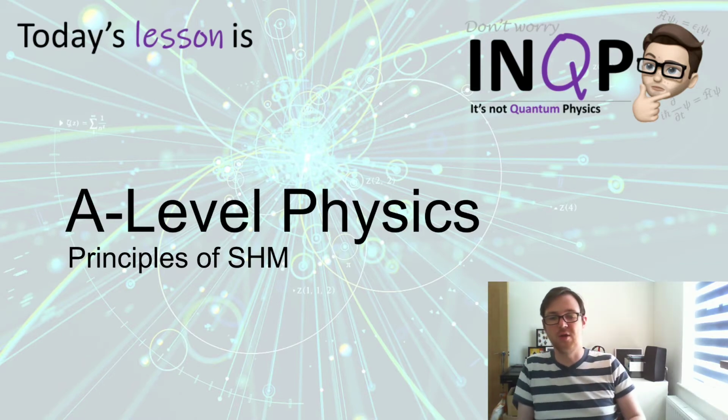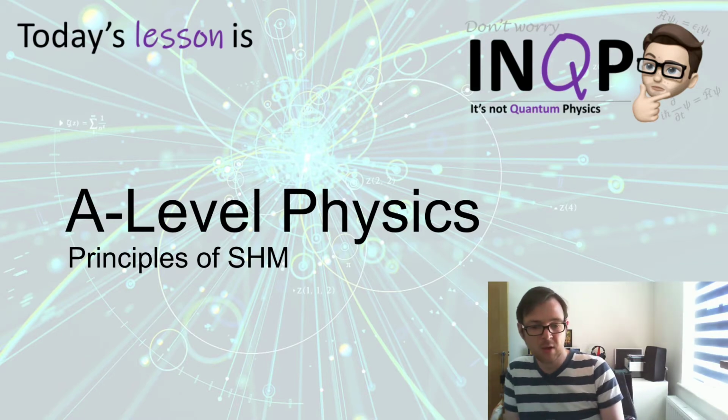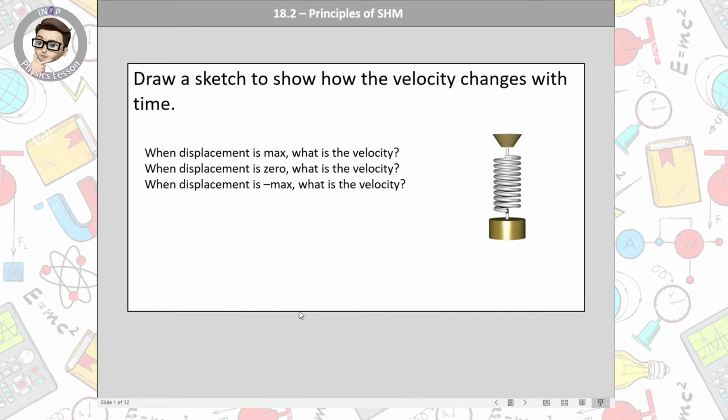So welcome back. We're going to talk about principles of SHM, and we're going to start with drawing a graph. What I'd like you to do is to draw yourself some axes with time along the x-axis and velocity along the y-axis, and I'd like you to consider looking especially at this spring here, what happens, or a sketch of the velocity change with time.